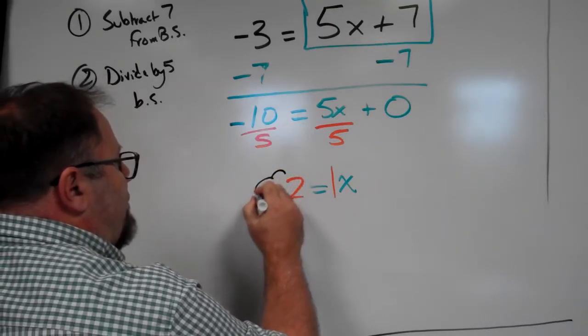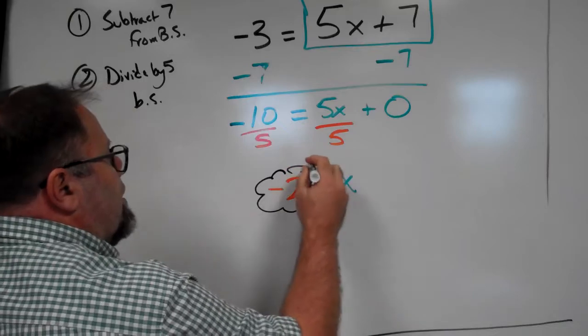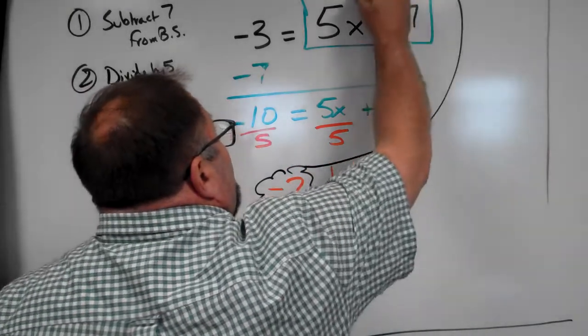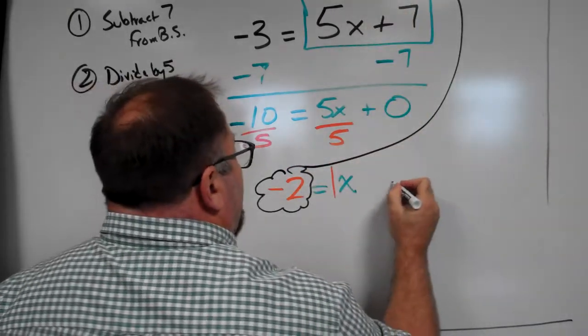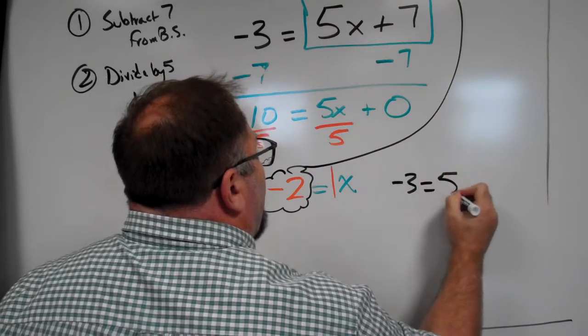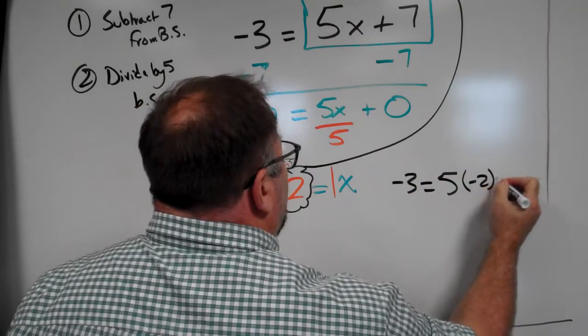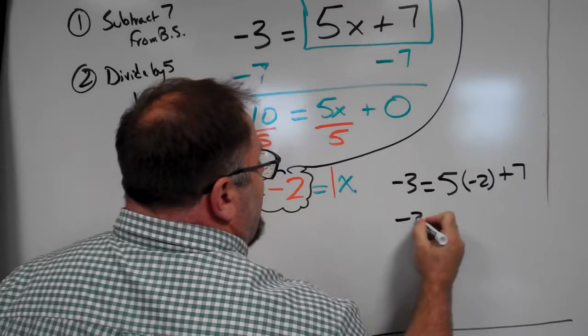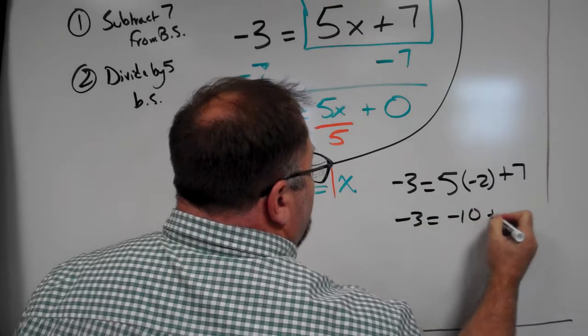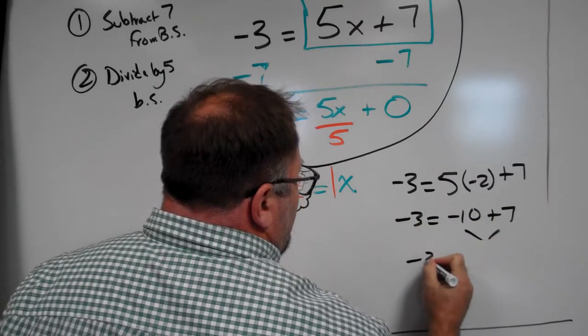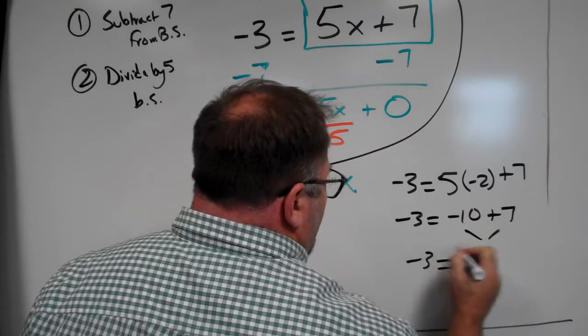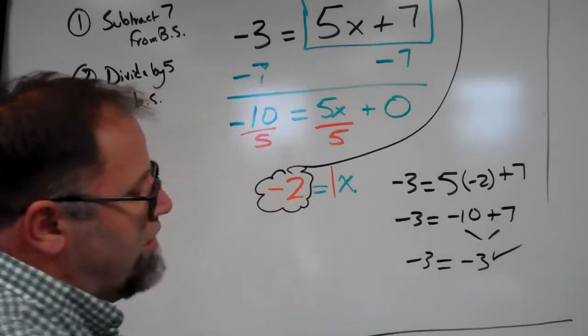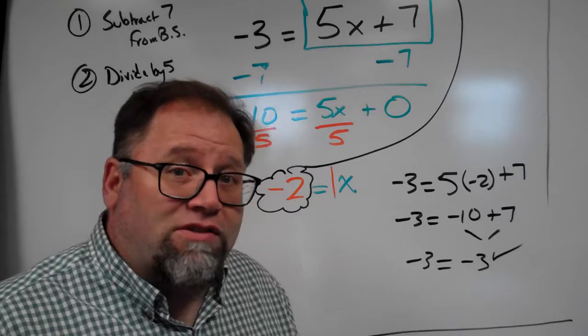So I'm going to put a little cloud around this. Hello! And then my cloud's going to travel up and go into that x. So then I've got negative 3 equals 5 times negative 2 plus 7. Negative 3 equals negative 10 plus 7. These two together clearly equal negative 3. That checks.